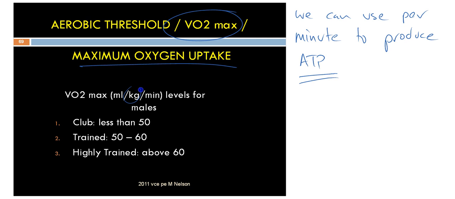Now notice that we have a per kilogram in our measurement here. This enables us to compare VO2 max levels between athletes of various body shape sizes. So less than 50 milliliters per kilogram per minute, we would suggest was a club athlete, a trained athlete somewhere between 50 and 60, and a highly trained athlete would have a VO2 max of above 60.